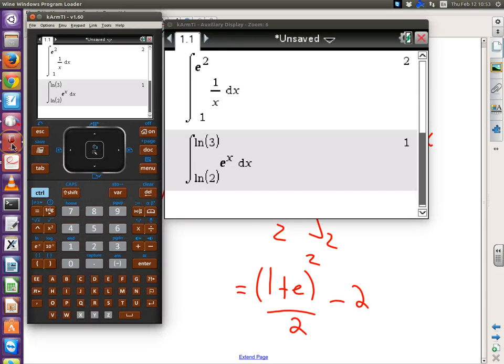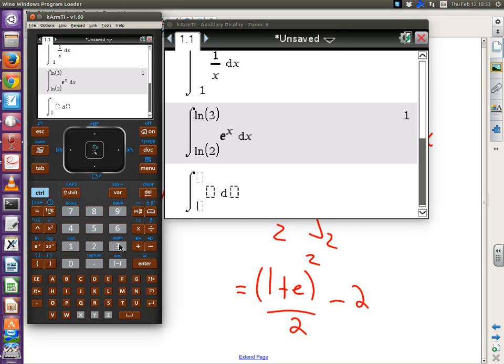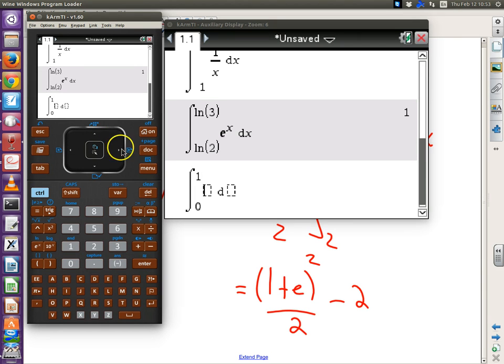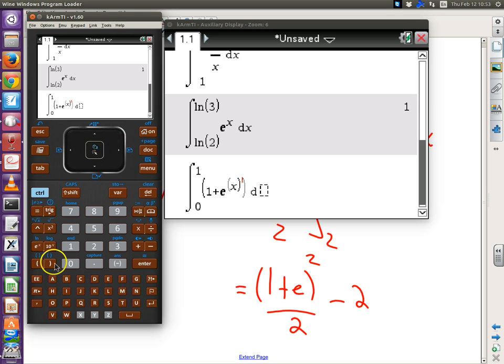Here we go. Menu, calculus, integral. Alrighty, now that one was going from 0 to 1, so 0 to 1 of quantity 1 plus e to the x, times e to the x. I don't know if I can use an implicit multiplier here. Gotta be careful. I think we can because of the parentheses. And put the x over here. And our answer was 1 plus e quantity squared over 2 minus 2.